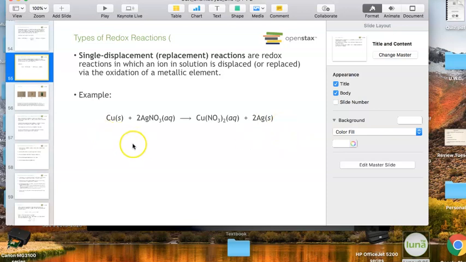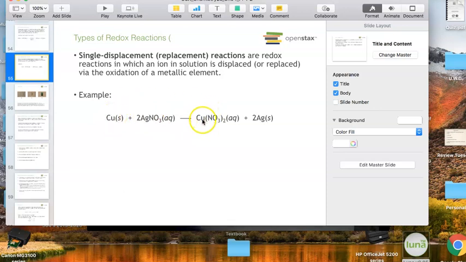Here, if we look at the oxidation numbers, we can see copper is uncombined by itself, so it would have an oxidation number of 0. And then going to your product side, nitrate overall is -1. There are 2 of them, so that's -2 here. So copper must be +2 here. So it's going from an oxidation number of 0 to +2.